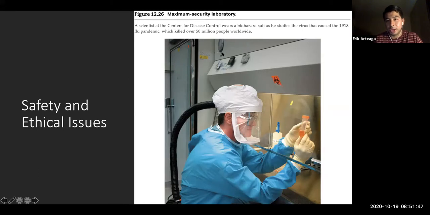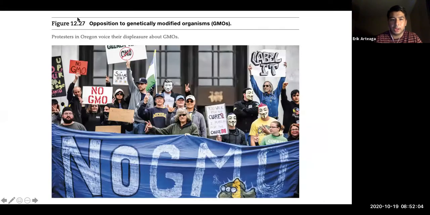But even more scary is the study of these very pathogenic viruses, right? That have a high mortality and morbidity rate. And that can be quite scary if that gets out. All right. So yeah, those laboratories need to be monitored.